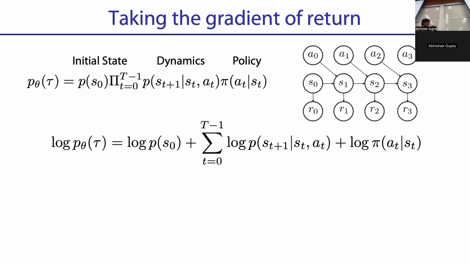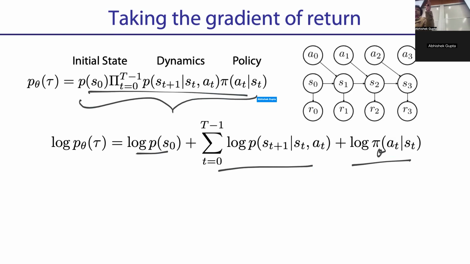So the log of a product of a bunch of terms is just the sum of the logs. When I take the log of this thing, it separates into the log of the initial state distribution plus the sum of the log of the dynamics plus the log policy, right? Just imagine this term is a product of a bunch of terms. It just becomes the sum of the log of each of those terms.